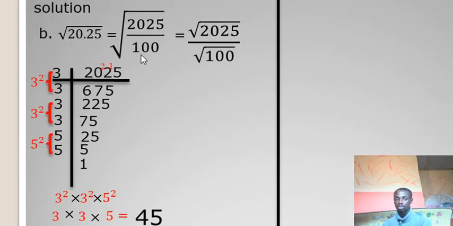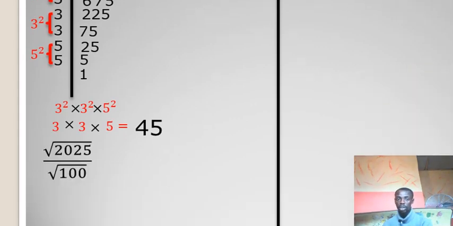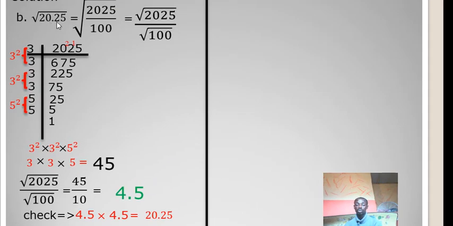Okay, so the next thing I want to do is I want to simplify root 100. Remember the other time when we simplified root 100 we got 10. Okay, so root 2025 is 45, then root 100 is 10. So we're going to be having 45 divided by 10. And our answer is 4.5. Okay, our final answer is 4.5. So when you multiply 4.5 by 4.5, you must get 20.25.